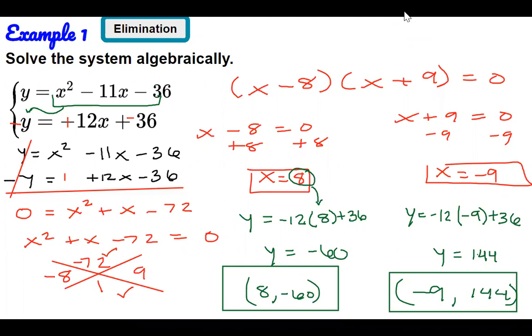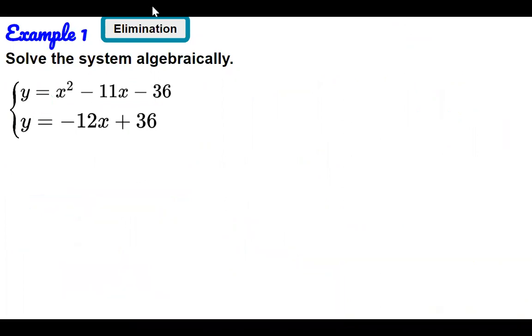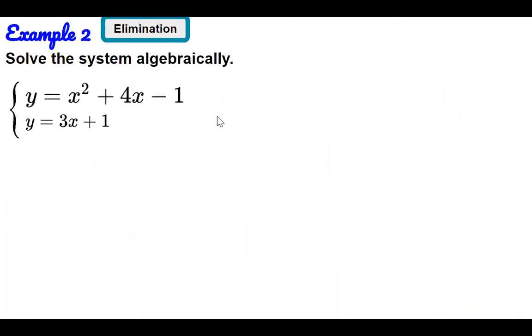You guys ready? Listos. All right, clear. Go ahead and try example number 2 on your own, guys. Let's see if you guys got it. y equals x squared plus 4x minus 1, and y equals 3x plus 1. I want to see how you guys do with this.